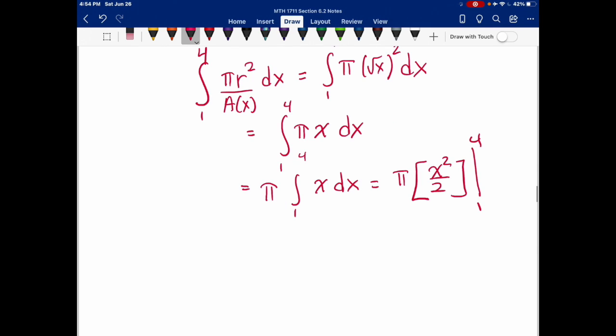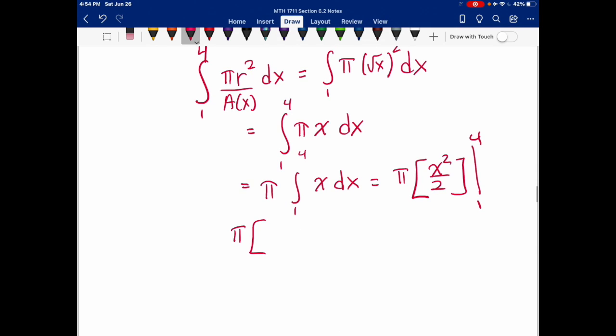I can pull my constant out and integrate x dx. And when I do that, I'm going to find the antiderivative of x, which is x squared over 2. And I'm going to evaluate that from 1 to 4. So I'm going to plug in 4 first. When I plug in 4, I get 8, because 4 squared is 16, and 16 divided by 2 is 8. Then I'm going to plug in 1, and I get 1/2. So I get 8 minus 1/2, which is 15 over 2 pi. And then, of course, you can put it in terms of a decimal if you'd like.